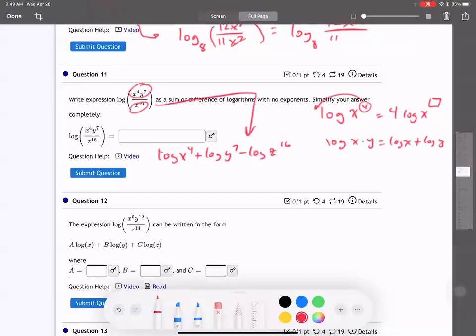Now I'm going to bring down all the exponents. Take a look at these exponents here. These exponents are going to go to the front. 4 log of x, 7 log of y, and 16 log of z. Okay, so we're bringing them all down. And that's it.